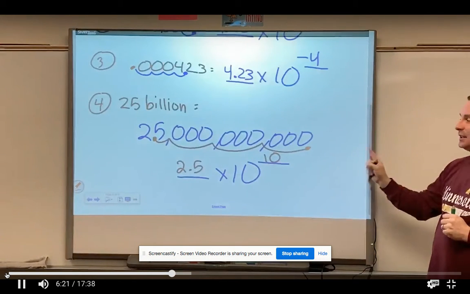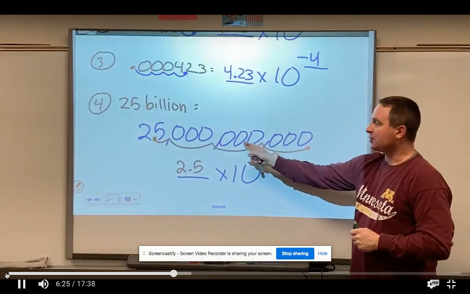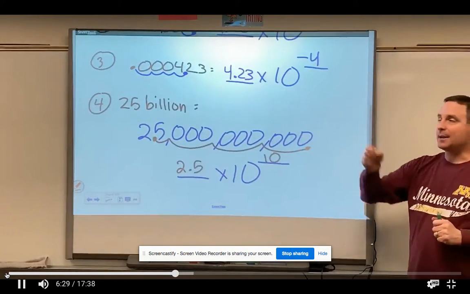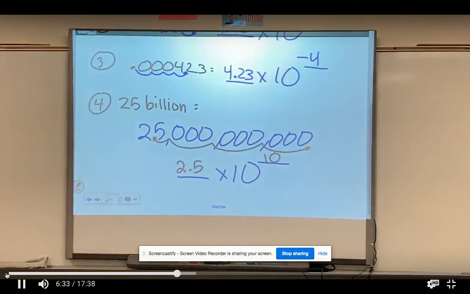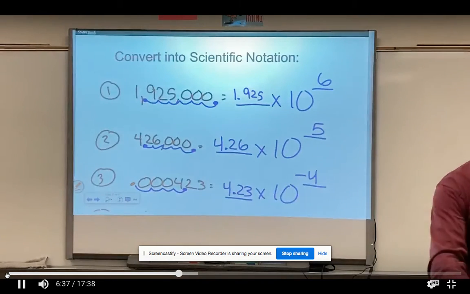Okay, and notice again, the exponent is the number of times I move the decimal. Some people say it should be 9 because it has 9 zeros. Nope, it's strictly how many times we move the decimal point. Okay, so what we did on these 4 is we converted them from standard form into scientific notation.